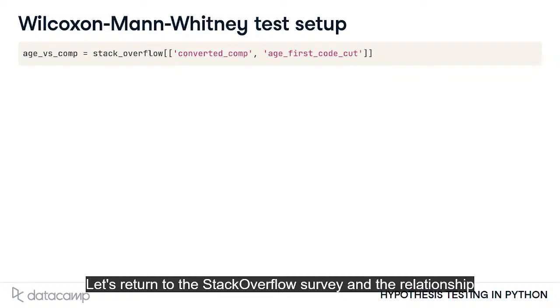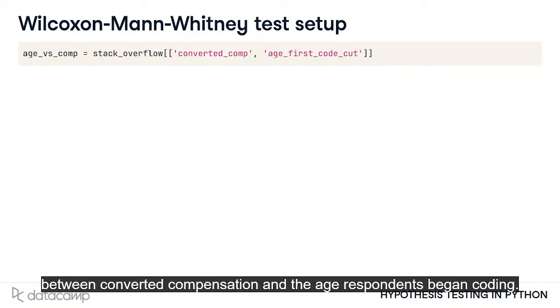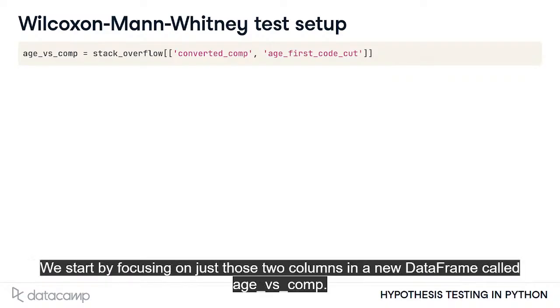Let's return to the Stack Overflow survey and the relationship between converted compensation and the age respondents began coding. We start by focusing on just those 2 columns in a new DataFrame called age_vs_comp.